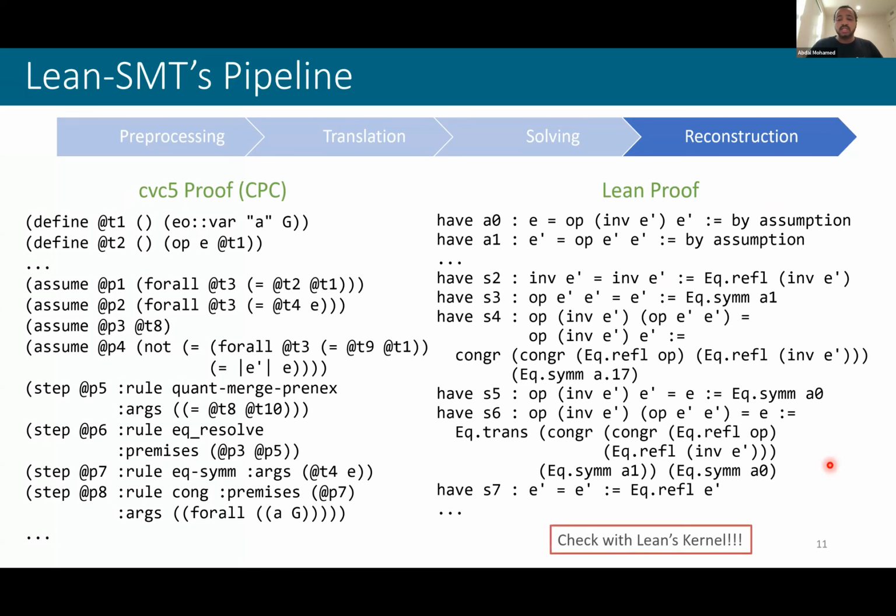One thing to note though is that we need to check this proof with the Lean kernel. This is important because, as we said before, translation is not necessarily going to be sound, and additionally, CVC5 itself might have some bugs in it. So we go and check the proof through the Lean kernel to make sure that everything is correct. Once that's done, we can go and close the goal.